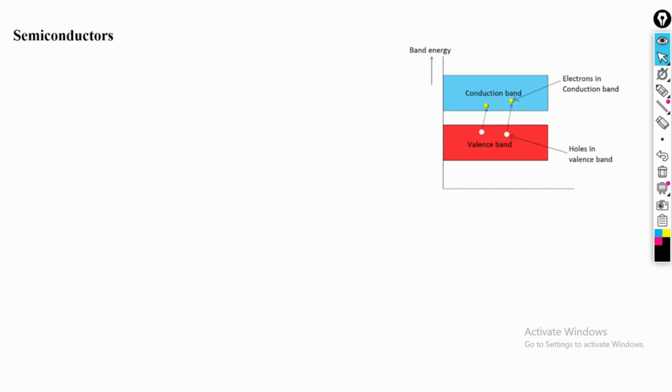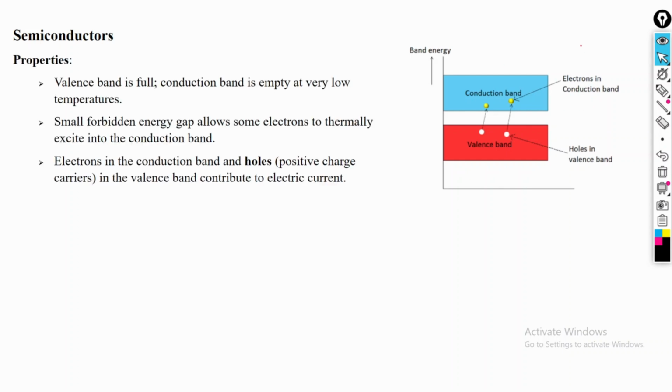What is a semiconductor? As we have discussed, it has conductivity between the insulator and the conductor. The valence band here is full. The conduction band is empty at very low temperature. So if the temperature is very low, the valence band is filled and the conduction band is empty. There is a small forbidden energy gap that allows some electrons to be thermally excited into the conduction band. So here the band gap is less as compared to the insulator.